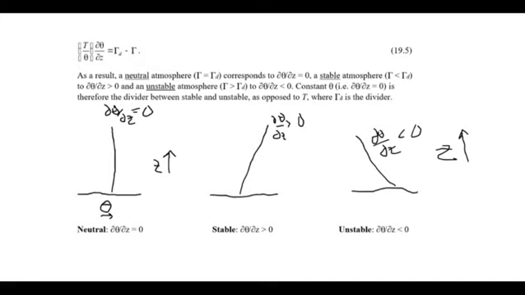So just like gamma_D could be used as a divider for neutral, stable, and unstable, the cutoff dθ/dz equals 0 can also be used as a cutoff between neutral, stable, and unstable.